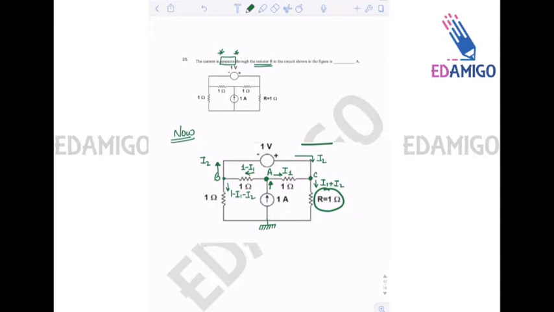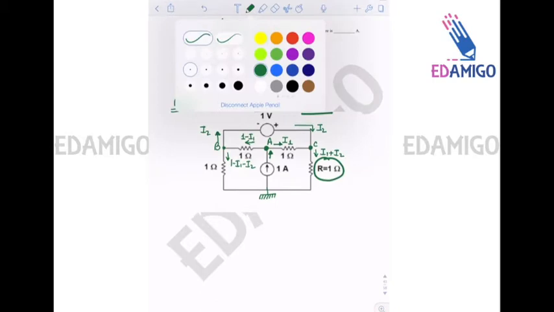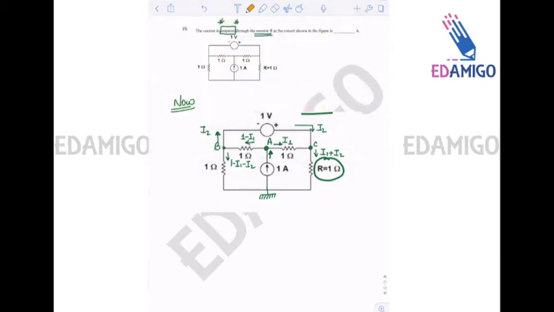You can use mesh analysis also to solve the question, but this is a simpler method, because in mesh analysis, if I assume I1, I2, and I3 in the three loops, then it is very difficult to find out the current in the separate elements. This is a better method according to me. Okay, so everything is available now.